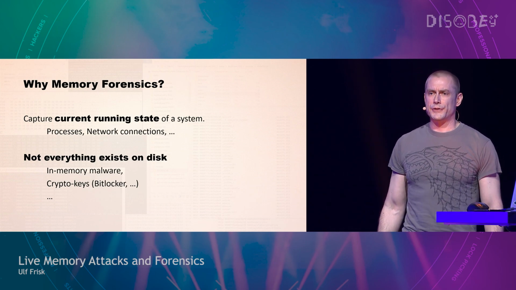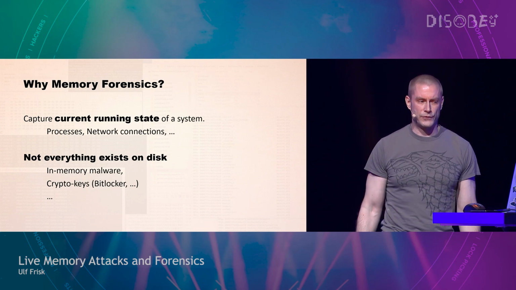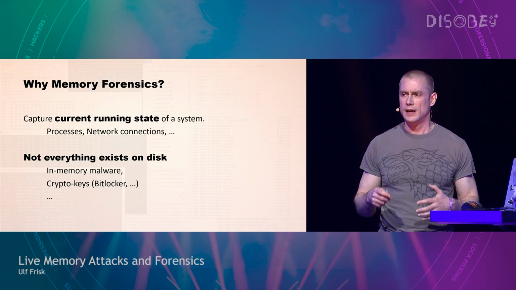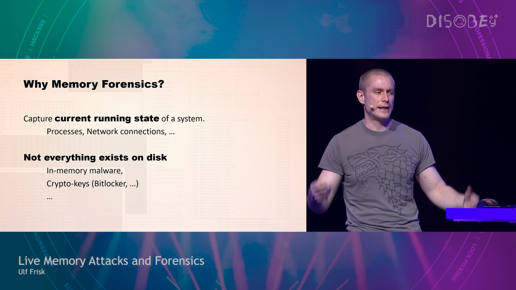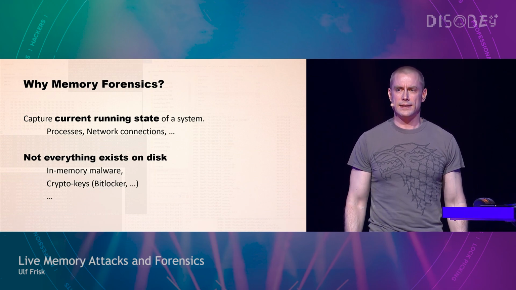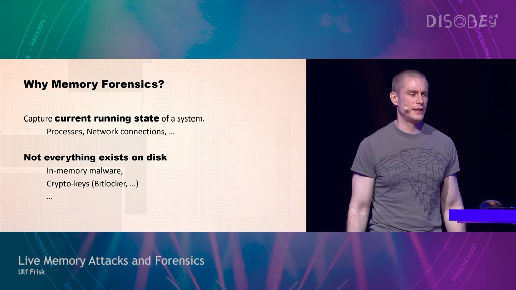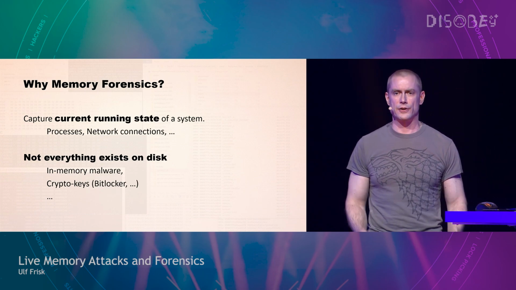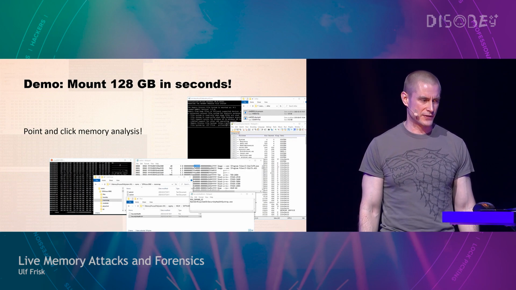So why do you want to do memory forensics? This is my take on it in a few sentences. You might want to capture the running state of a system, which includes running processes and open network connections to things like C2 servers, because not everything resides on disk. An example might be in-memory only malware that might not reside on disk. You also have crypto keys, for example BitLocker AES keys, floating around in main memory. So let's do a demo of the Memory Process File System, MemProcFS.